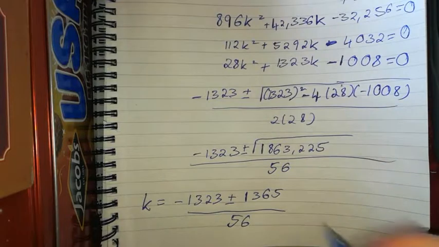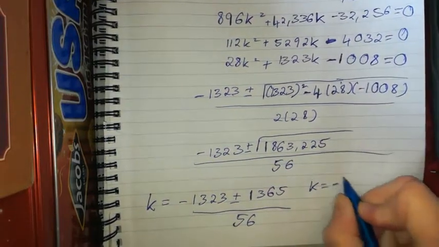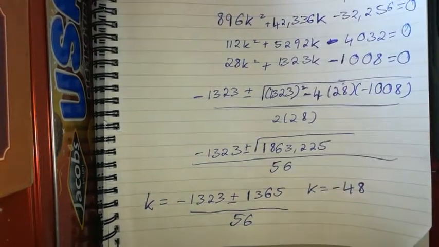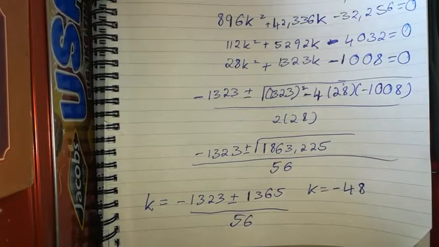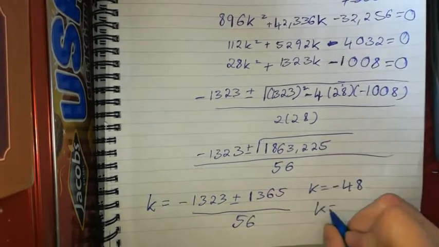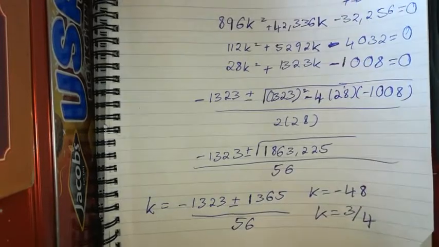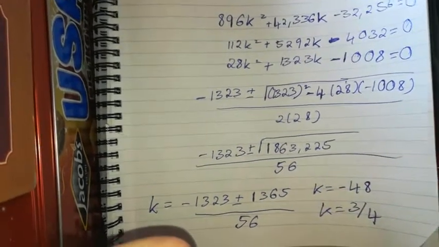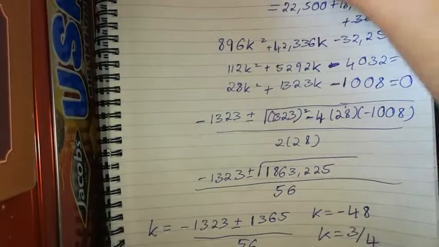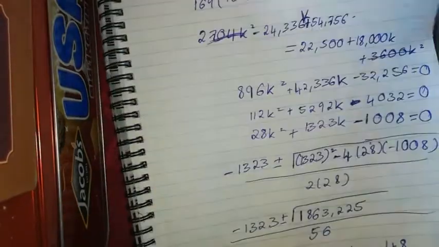The first answer I get is k is equal to minus 48, and then when I add, I get k is equal to 3 over 4. So my two answers were k is equal to minus 48 and k is equal to 3 over 4. But I didn't realize how long that was going to take after I squared it.